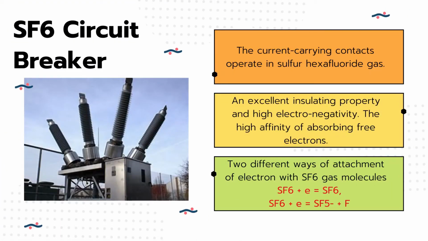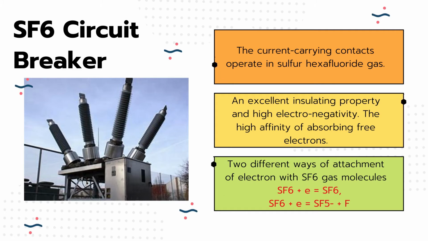SF6 circuit breaker. In SF6 circuit breakers, the current carrying contacts operate in sulfur hexafluoride gas, which has an excellent insulating property and high electronegativity, the high affinity for absorbing free electrons. A negative ion is formed when a free electron collides with the SF6 gas molecule. It is absorbed by the gas molecule.